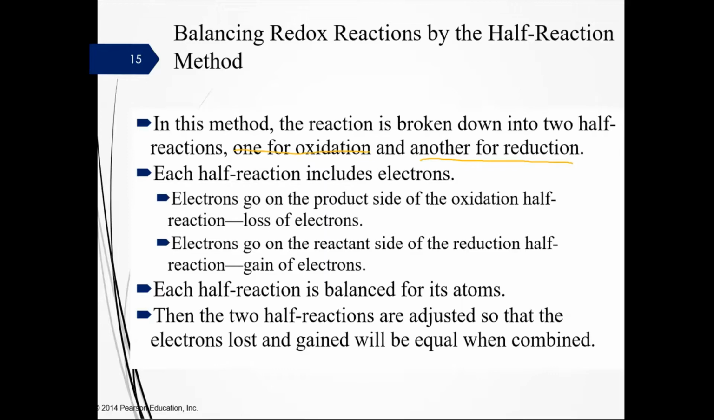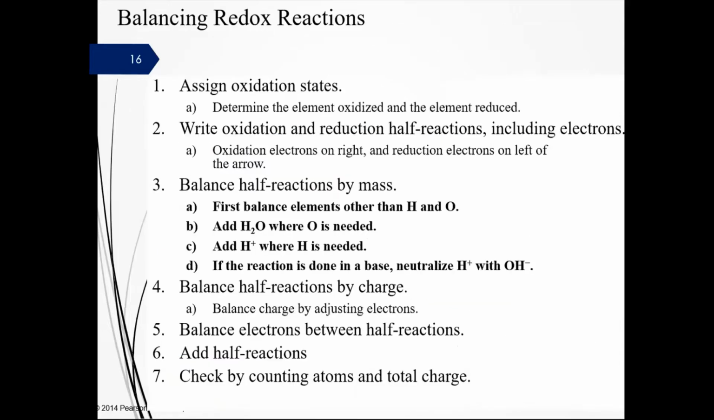You look at their electrons and then you balance each for its atoms. And then you balance the two half reactions for the electrons lost and gained. Right? So it's kind of like you do two balanced equations. You balance the atoms first for each one, and then you balance the number of electrons when you get to the end. And so you can kind of see an example of this on 16, right? They talk about how you do that.